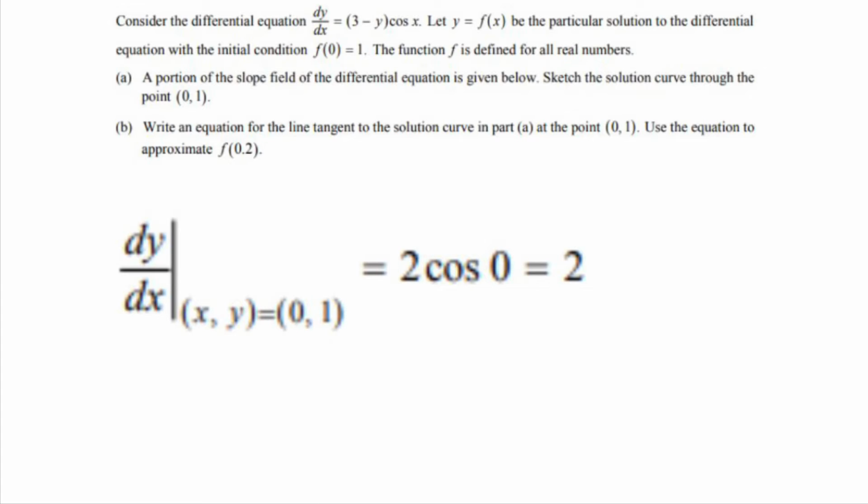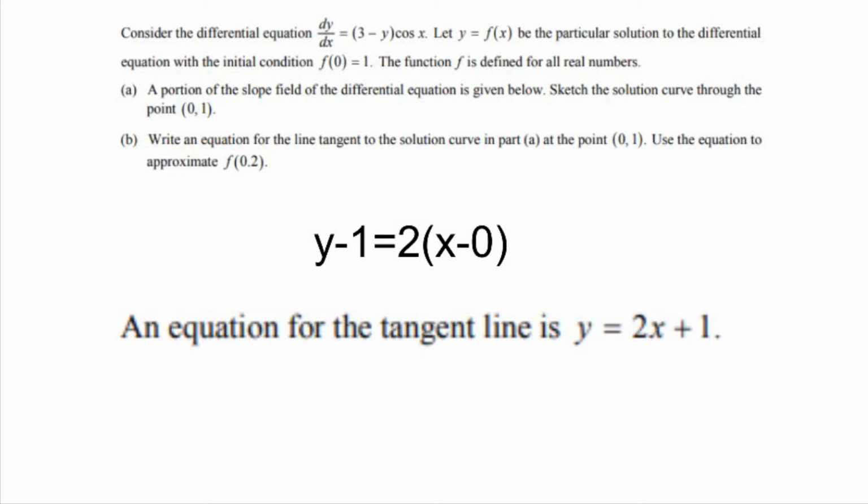This notation explains how you plug 0 in for x and 1 in for y to get 2 cosine 0 equals 2. On the next slide, you use point-slope form to write an equation with the point (0, 1) and the slope of 2 that we got on the previous slide. And then this new equation, which is the tangent line, simplifies to y equals 2x plus 1.